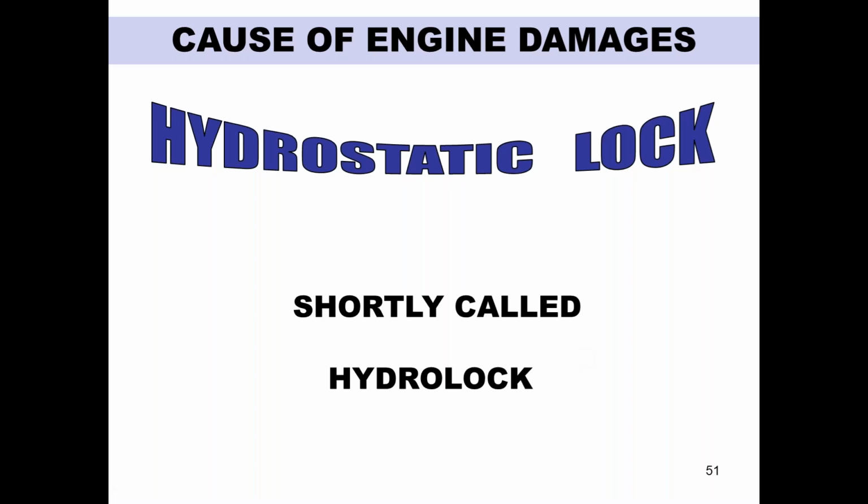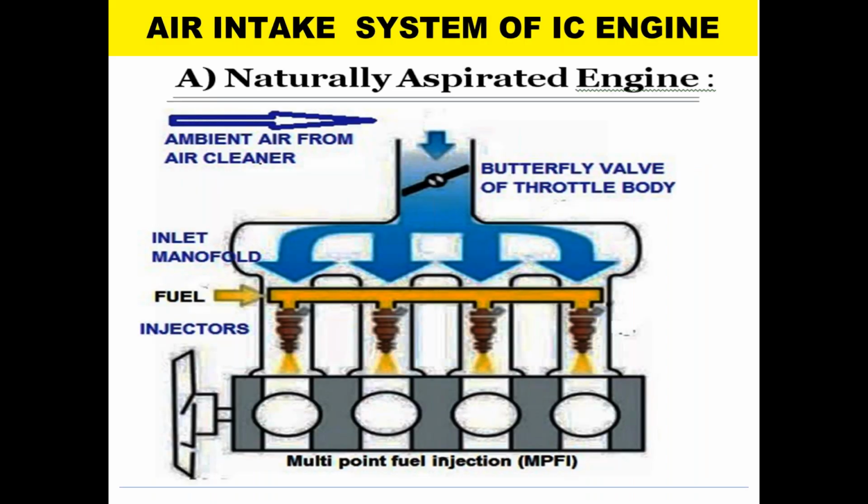Now comes the hydrostatic lock, shortly called HYDROLOCK. Here we must understand the air intake system of the IC engine. Here you can see the ambient air from the air cleaner enters into the throttle body, and this is the butterfly valve, and this is the inlet manifold. Why is this intake system important to understand? Because in case of hydrostatic lock, where the air is entering, the water will enter from there, to cause hydrostatic lock.